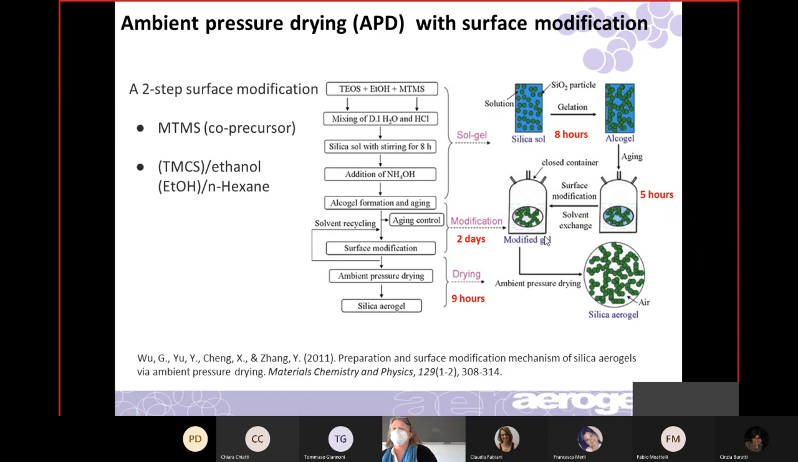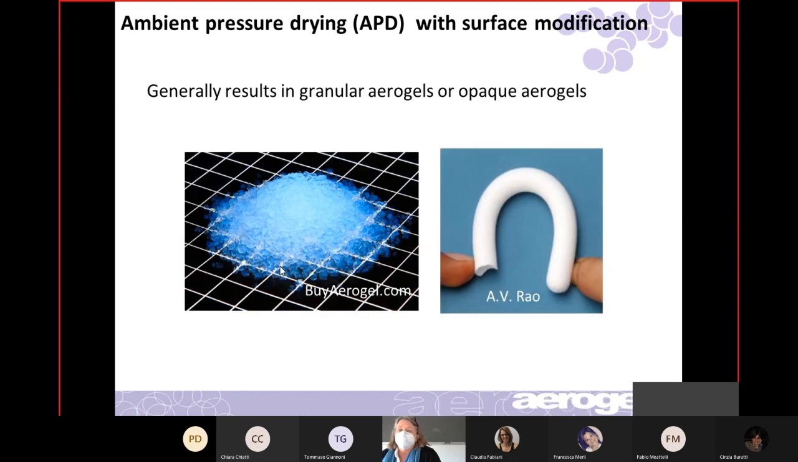What happens when you make ambient pressure dried aerogels? It's a very good process for making these granular aerogels. Again, this is a product I know Professor Buratti uses in a lot of projects. They are made by ambient pressure drying. Cabot Corporation makes them. I don't think Aspen makes them.